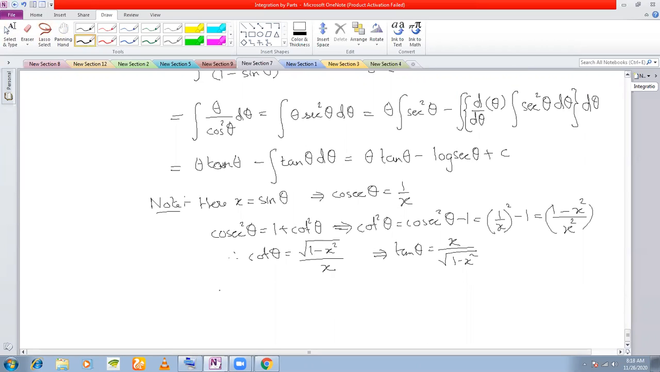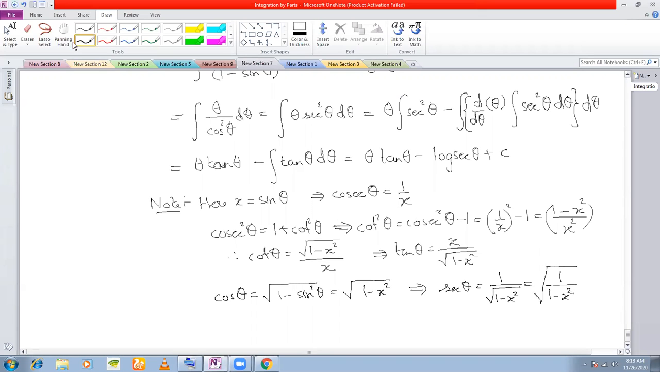Now you have to find sec theta. How do you find sec theta from sin theta? You find cos theta, and then you can find sec theta. Cos theta is equal to root 1 minus sin square theta, and this is root 1 minus x square. That means what is sec theta? Sec theta is 1 by root 1 minus x square, which you can also write as root over of 1 by 1 minus x square. Now you can simply put the values here.